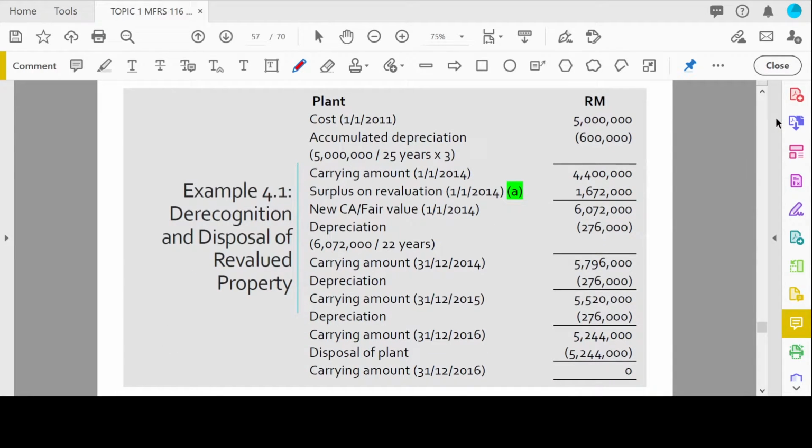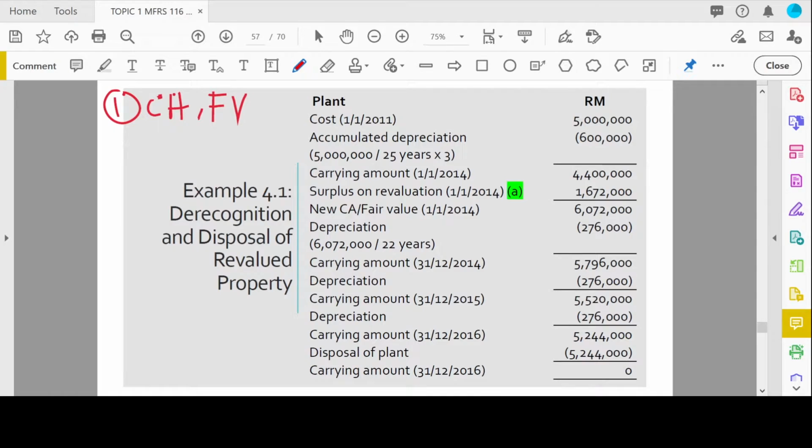So when you are required to find the surplus or deficit on revaluation, what should you do? To find the surplus or deficit on revaluation, number 1 is to compare the carrying amount with the fair value. By comparing the carrying amount and fair value only, you will get either surplus or deficit.